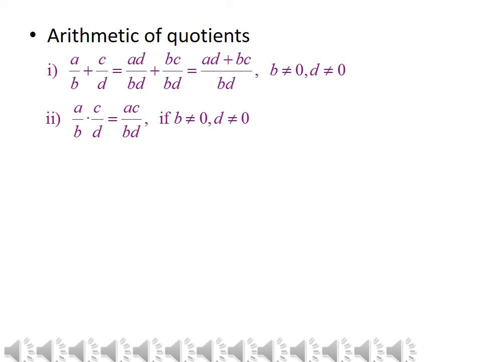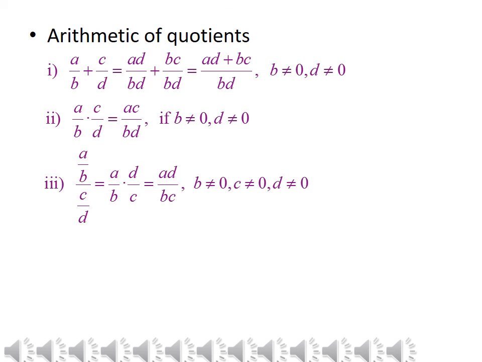Multiplication of quotients is a little bit more straightforward, maybe a little bit easier. If you have a divided by b times c divided by d, all you're going to do is multiply straight across. So multiply your numerators together to give you ac, and multiply your denominators together to give you a denominator of bd. And again, b and d cannot equal 0.